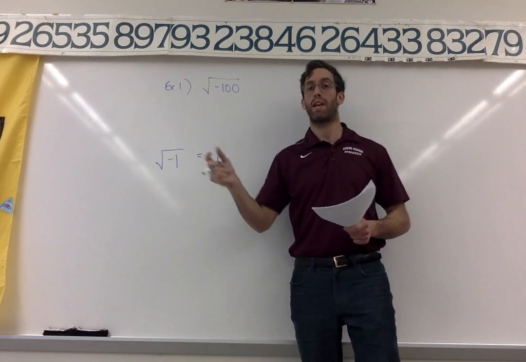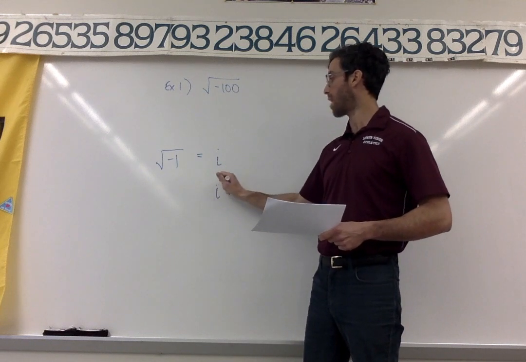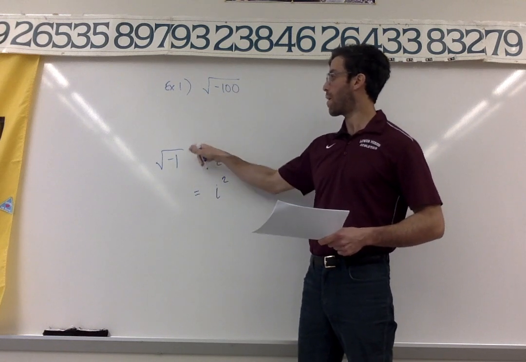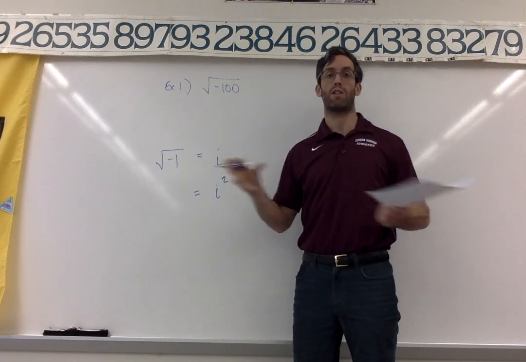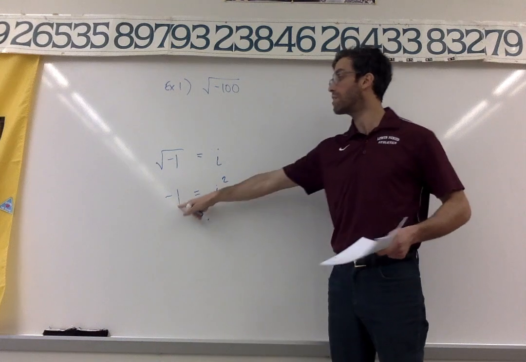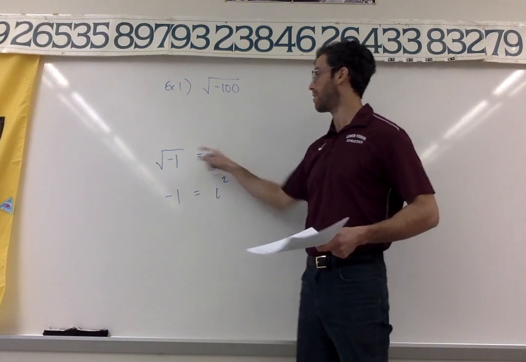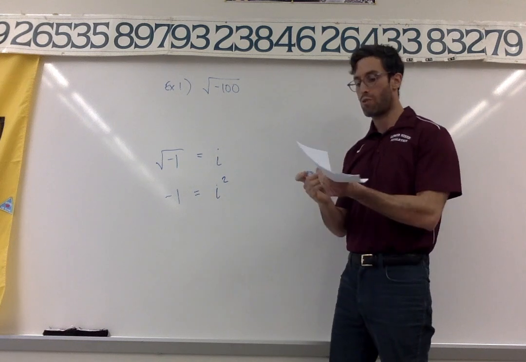Another thing to keep in mind is that if we square both sides of this, then squaring a square root, they are inverse operations. They undo each other. So i squared is actually a real number, and it's just negative 1. So these are two important definitions to keep in mind throughout this video.